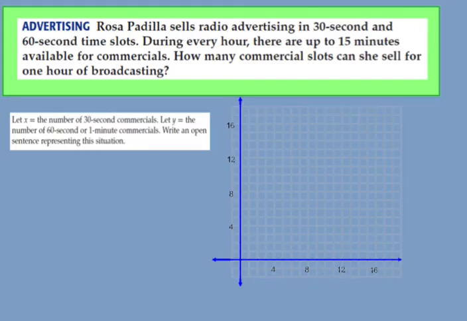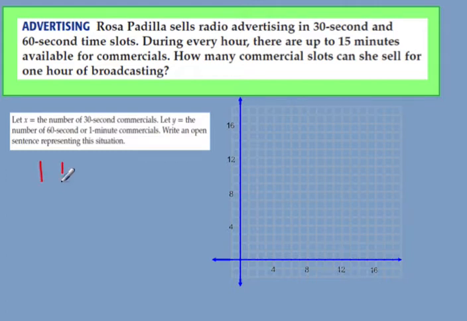Next, let's take a look at number 2. Rose Padilla sets her radio advertising for 30 seconds and 60-second time slots. During every hour, up to 15 minutes are available for commercials. How many commercial slots could she sell for an hour of broadcasting?